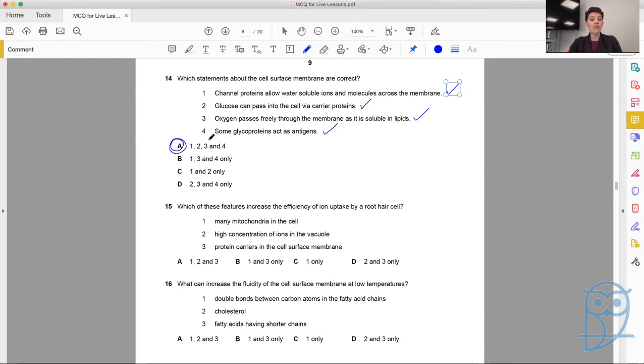1, 2, 3, and 4. And when we do this confidently, we don't even need to check the other ones because we know for sure that all of these statements are correct.